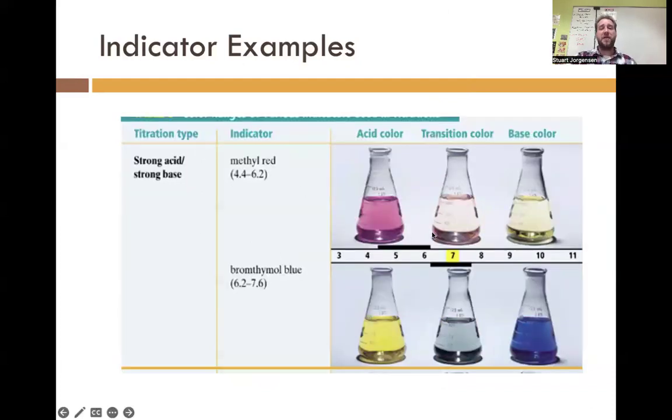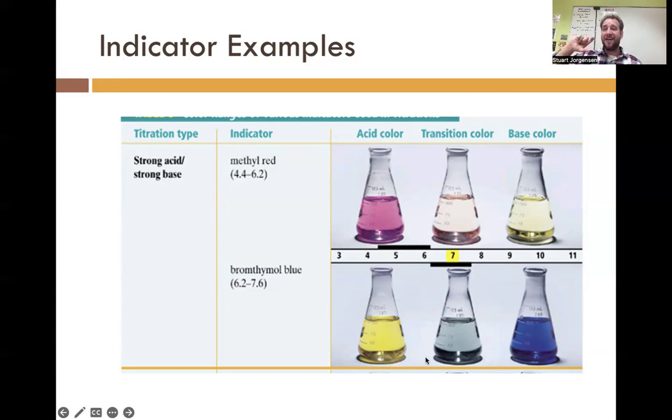A couple more examples here. We've got methyl red, and you can see that red color going to yellow, but again, you get that murky color in the middle. Bromothymol blue, yellow to blue, but green, blue, light blue, it just kind of depends. And it's going to be up to our experimental judgment whether or not we've had a color change start to occur.